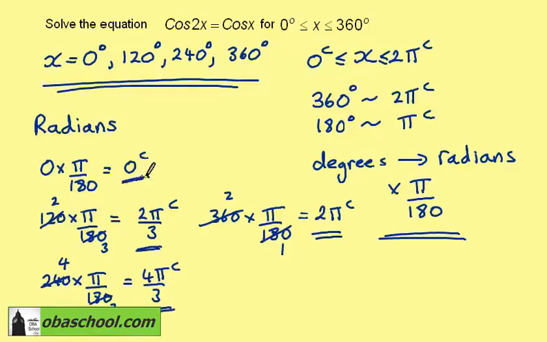In this case, all of our answers worked out nicely in terms of multiples of pi. If your solutions in degrees are more complex, you can just multiply by pi over 180 on the calculator and then give your answer to an appropriate degree of accuracy. For example, 3 significant figures.